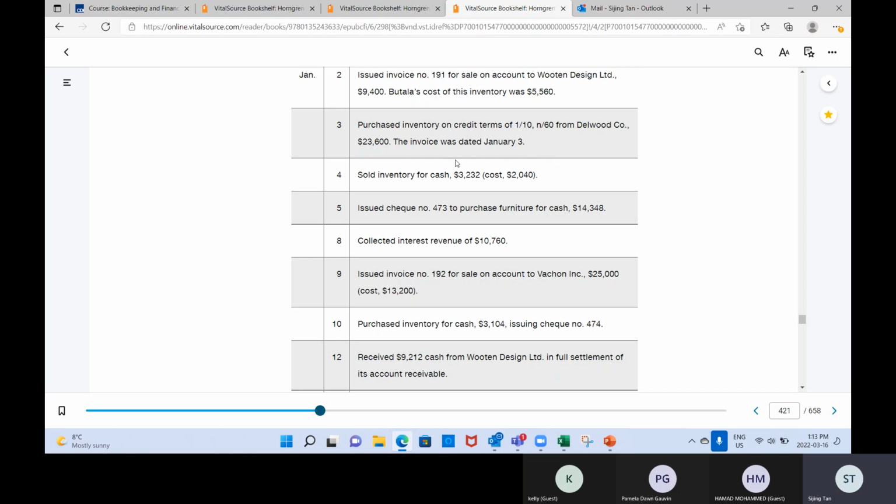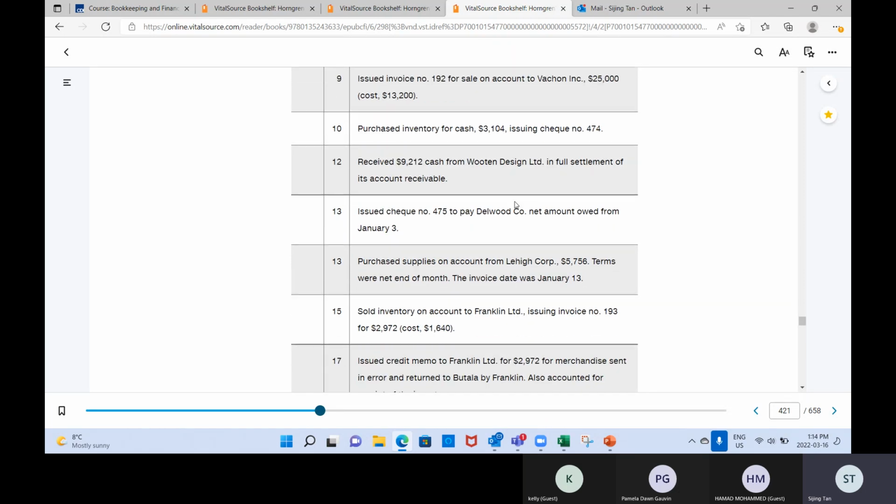Now, very similar for number 4, we sold inventory for cash. Now this is not on account. We sold inventory for cash, which means we have cash received, right? So this is the cash receipts journal. We're gonna receive the cash. So it's the cash receipts journal. Will this transaction affect any subsidiary ledger? No. The most common subsidiary ledgers are accounts receivable and accounts payable. So this is not pertaining to either, right? This is for cash, so it's the cash receipts journal.